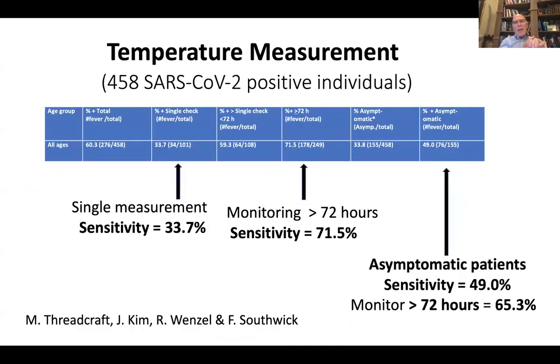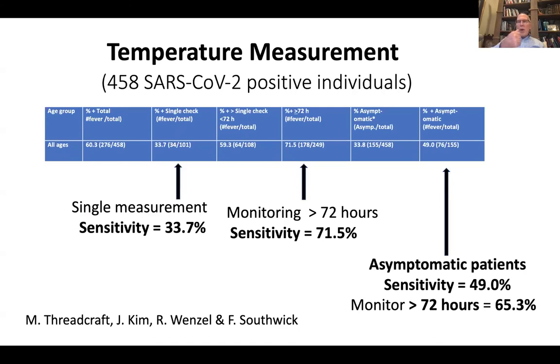We were lucky enough that KINSA gave us the temperature monitoring data for 500 individuals, all of whom had tested positive for COVID-19. And we looked at the temperatures and how frequently they had monitored their temperature. We found that 450 fell into the age groups we were interested in, which was age 2 to over 80. 60% of the time was positive. If that individual had only checked their temperature once, the positivity rate was only 33% for detected fever.